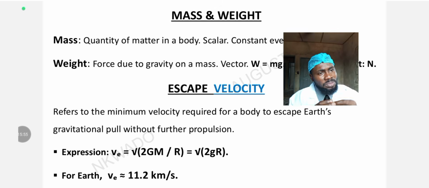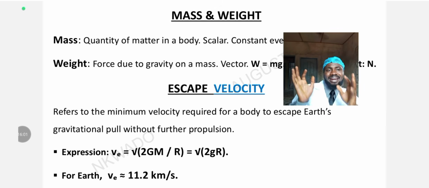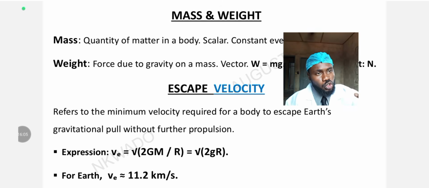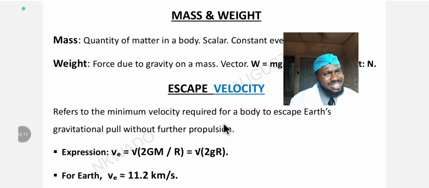The minimum, the smallest velocity required for a body or a substance to escape the gravitational pull of the Earth without further propulsion, that is escape velocity. As easy as that. What is the expression of the escape velocity? We have it here as VE. This is the escape velocity, VE.